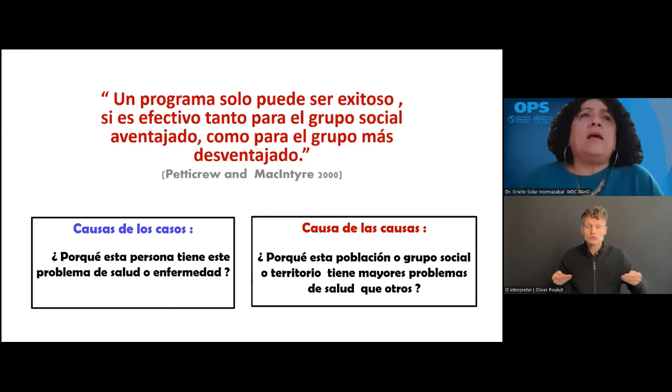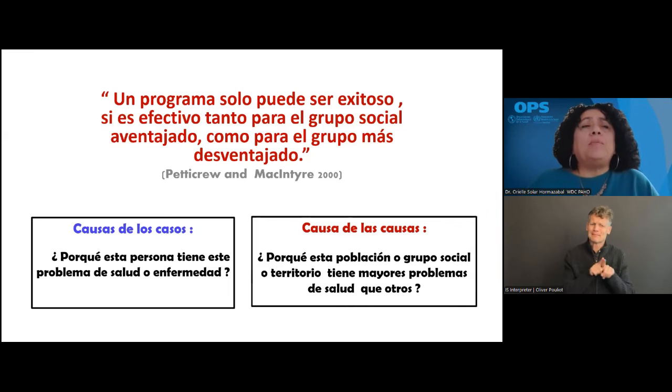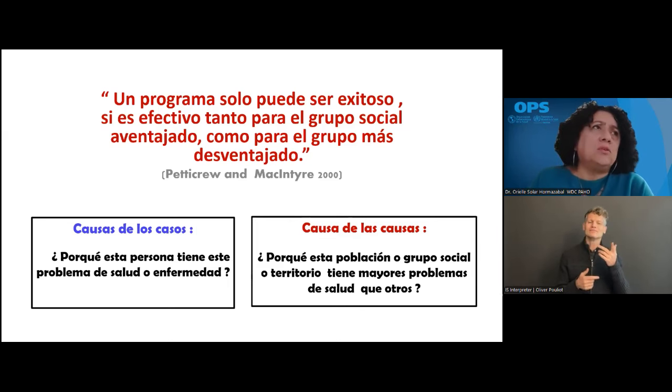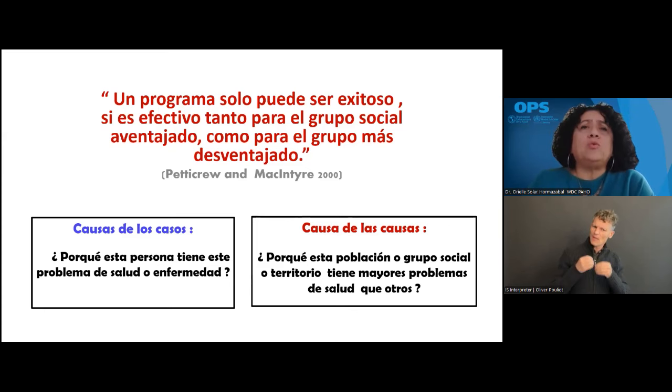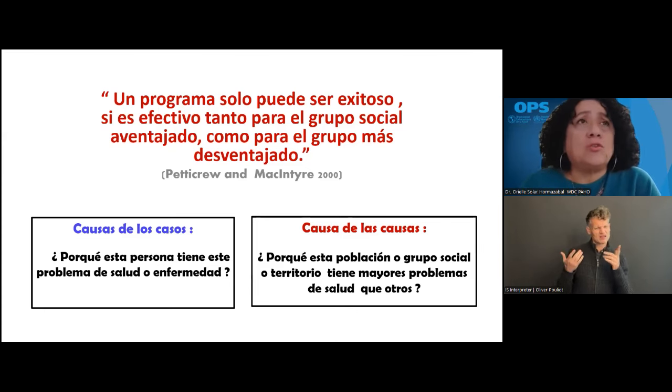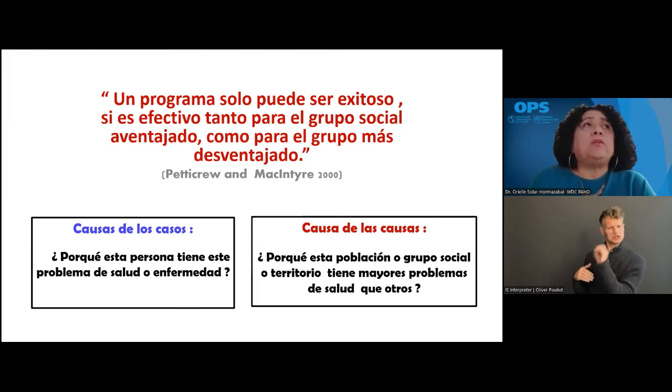And in this context, when we analyze, and this is old, of course, when we talk about the cause of the cases, why this person is suffering from this health problem, then we establish the difference here. We talk about the cause of the causes, something that Rose told us about many years ago. Why does this population or social group or territory experience more health problems than others?